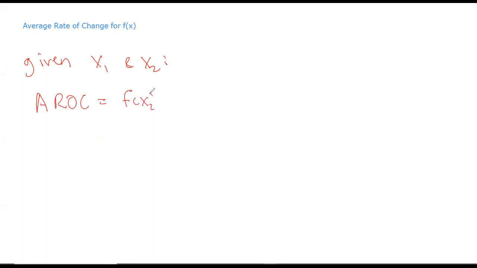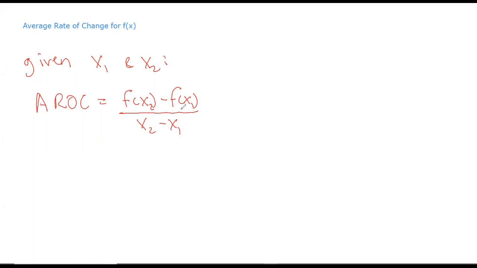For f of x. So again, given an x1 and an x2, your average rate of change is going to be f of x2 minus f of x1 all over x2 minus x1. That's our average rate of change formula. And for some reason, it just feels very familiar to me.